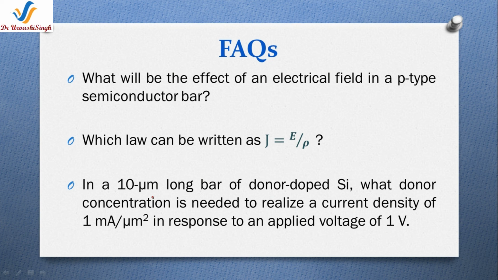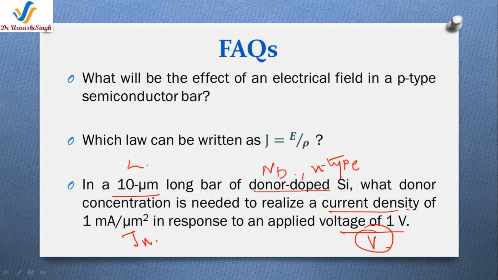The first information is the length of the silicon bar, and it is doped with donor impurity atoms, so it is an n-type silicon semiconductor. Next is the current density, Jn, 1 milliampere per micrometer square, and this is the voltage. After converting into the proper units, you need to use this formula: J is equal to q Nd μn E, and E is given by the voltage upon the length of the silicon bar. Using this you can find the donor concentration.